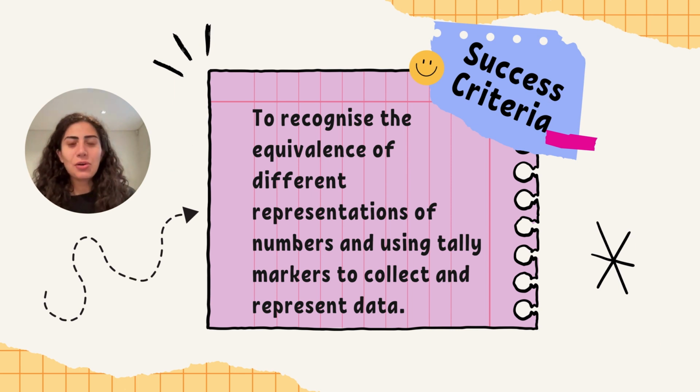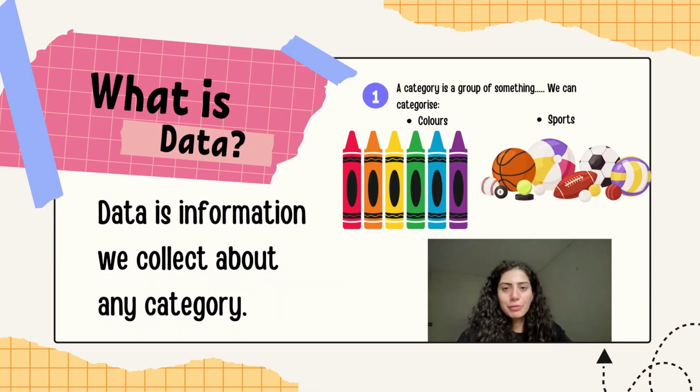Okay, so our success criteria for today. What are we going to be able to successfully do by the end of this lesson? We should be able to recognize the equivalence of different representations of numbers and use tally markers to collect and represent data. Okay, so let's move on.